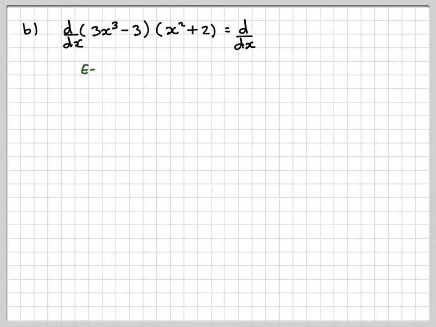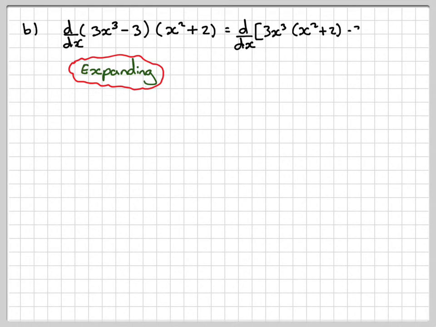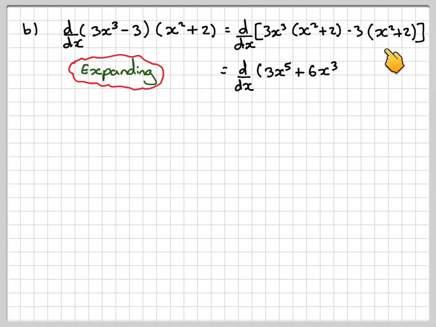Now in part B, we've got two brackets, so d dx, notice we haven't actually differentiated, we need to expand the bracket. So we keep the d dx in, and expand the bracket, so I do 3x cubed times x squared plus 2 minus 3 times x squared plus 2. So we get d dx of 3x to the 5 plus 6x cubed minus 3x squared. Now the sign will change here, so be careful, it will become minus 6.